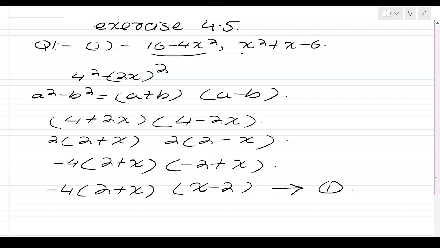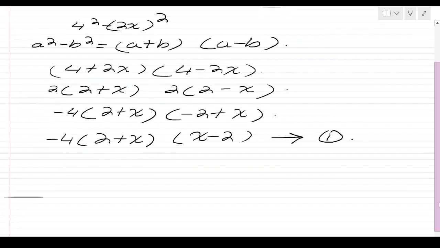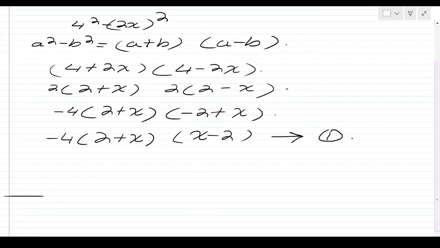Now let's simplify the second part of the expression, which is x square plus x minus 6. Let's write it here, x square minus x minus 6. Now this is a quadratic equation. The coefficient of x square is 1. 1 multiplying negative 6 is equal to negative 6. So the factors of negative 6 are 3 and negative 2.